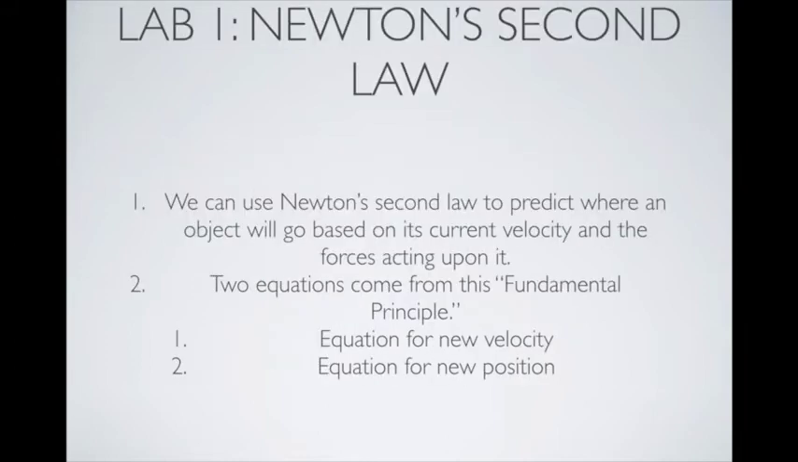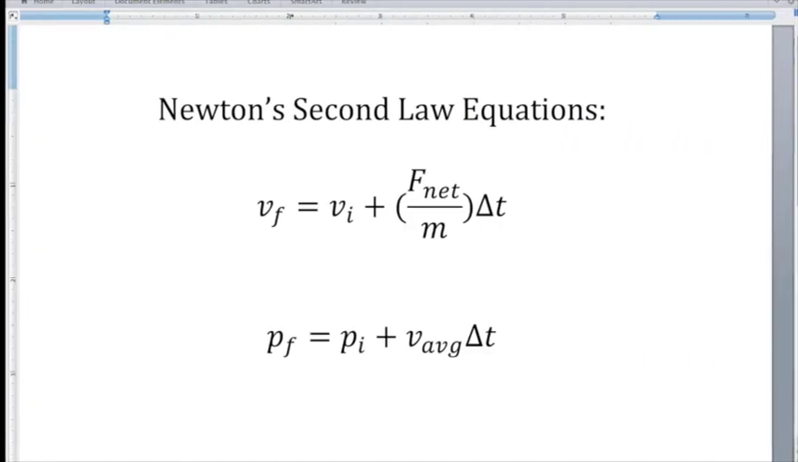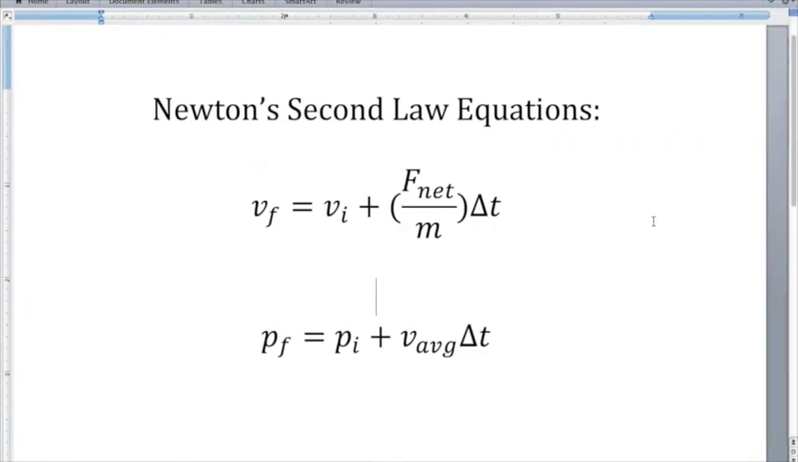So, Newton's second law. Newton's second law is what we can use to predict where an object will go based on its current velocity and the forces acting upon it. Two equations come from this fundamental principle, which is the equation for new velocity and new position. Newton's second law equations include the velocity equation and the position equation.